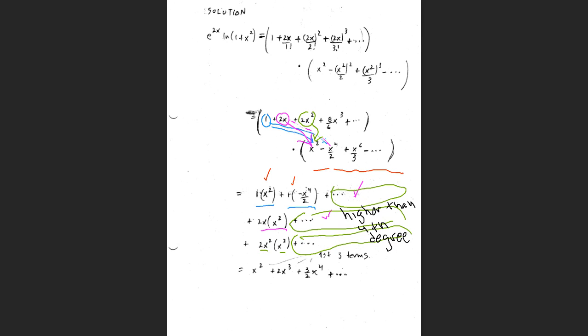But you see, I have a second degree, a third degree, and a fourth degree term. So that will give me the first three non-zero terms. The x squared here, 1 times x squared, that's x squared. That takes care of that.